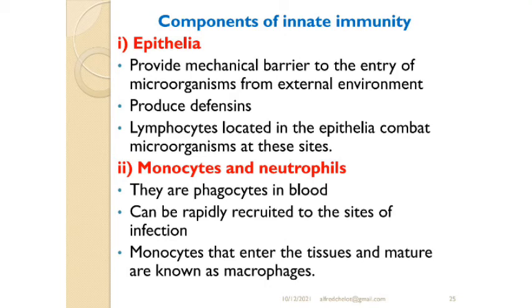The next we have monocytes and neutrophils. Like we have seen, those two participate in phagocytosis, so they are phagocytes in blood and can be rapidly recruited to the site of infection. And monocytes that enter the tissues and mature are referred to as macrophages. So basically macrophages are matured monocytes.